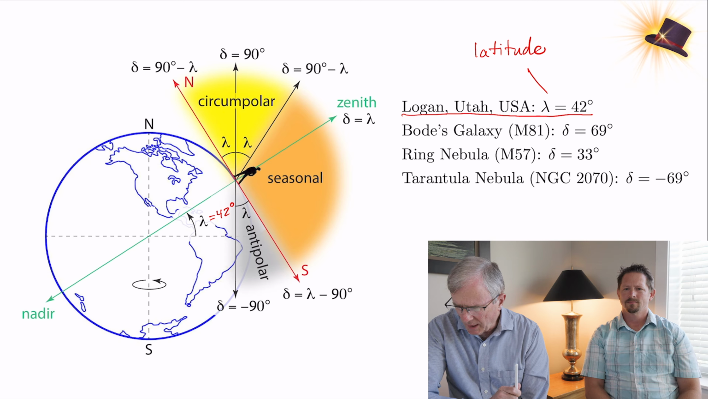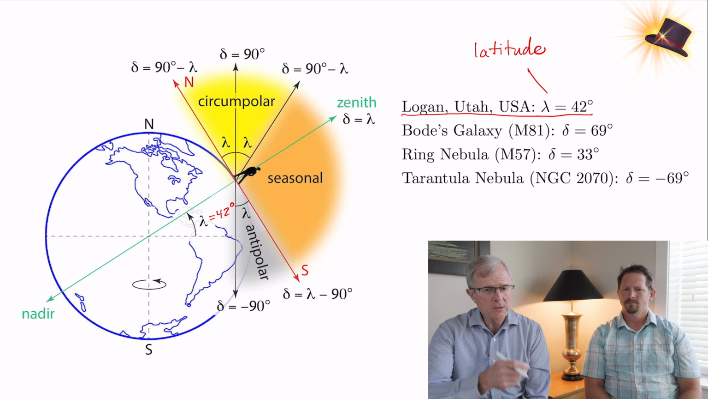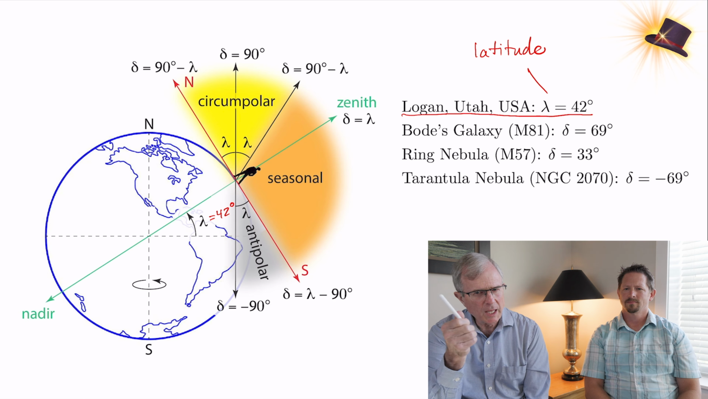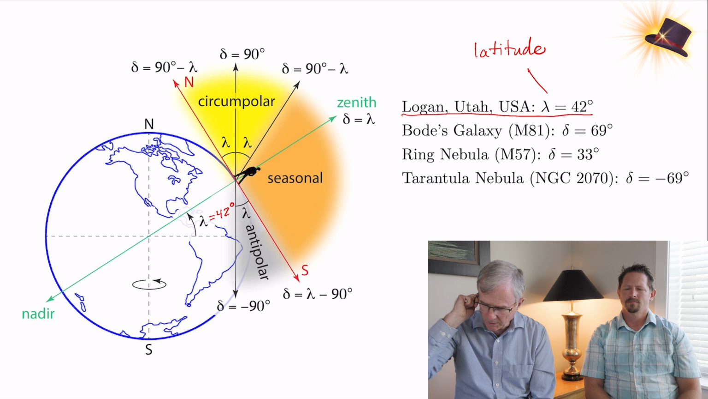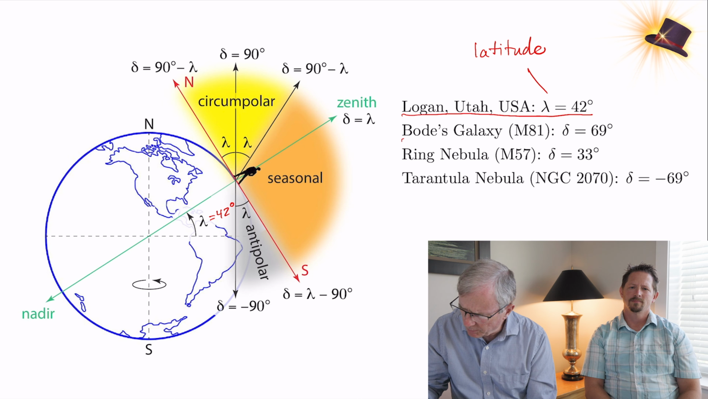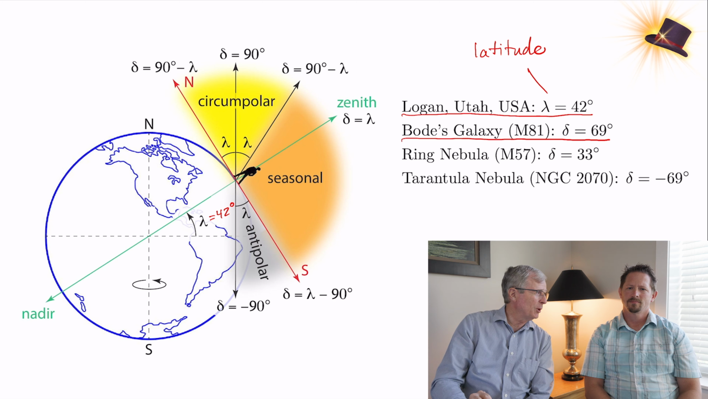The exercise now is to ask the question about Bode's Galaxy, the Ring Nebula, and the Tarantula Nebula. Are they circumpolar at our latitude? Are they antipolar? Or are they seasonal? That's what we're going to do. So let's first look at Bode's Galaxy. What would your guess be for Bode's Galaxy?